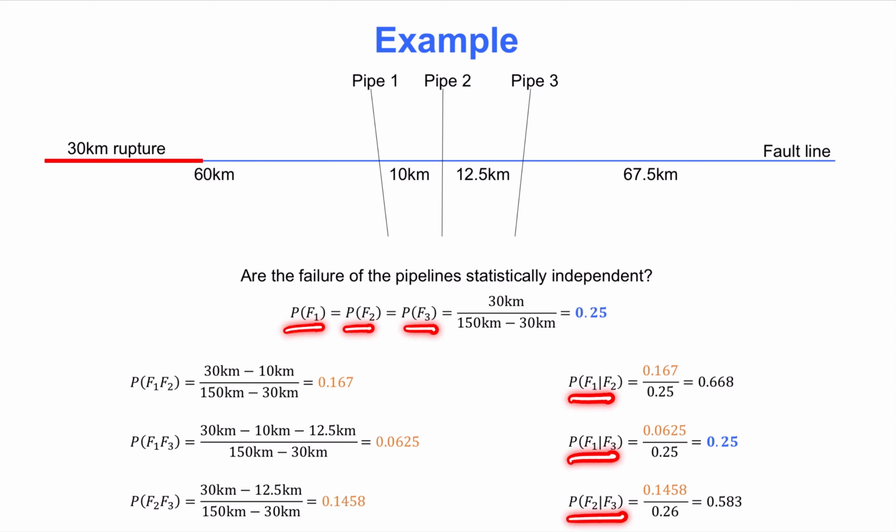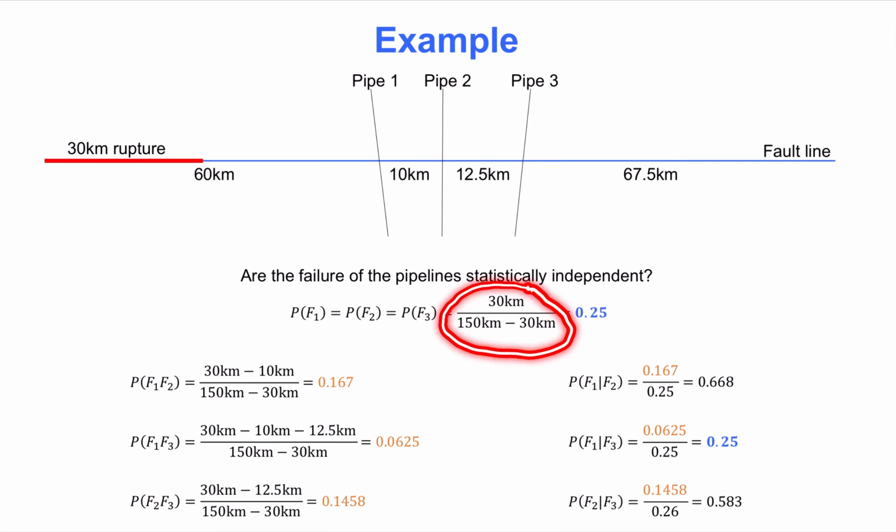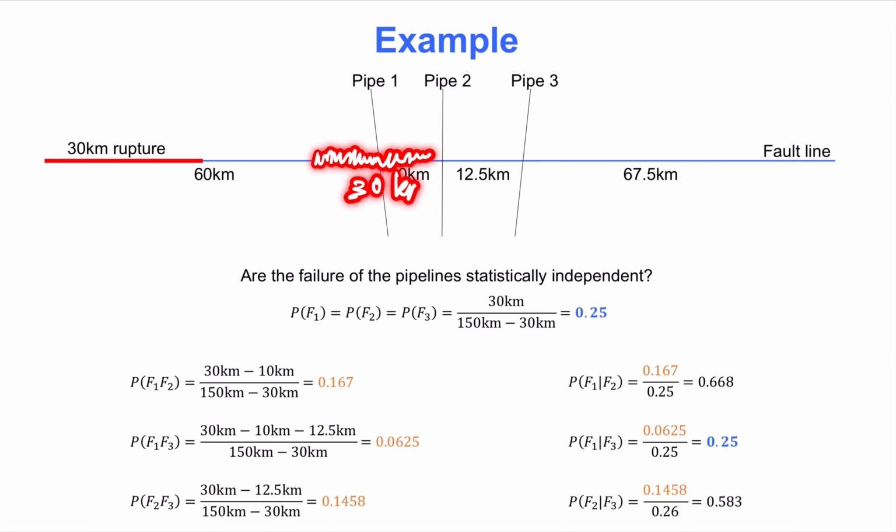This example allows us to determine probabilities by geometrical considerations. Consider this fraction. The numerator is the range of outcomes, namely the range of locations of the rupture, that will cross a given pipeline and therefore cause it to fail. The denominator is the length of the full outcome space. Notice that we must subtract 30 kilometers from the full 150 kilometers length of the fault line because no portion of the rupture can occur outside the fault line. The result is a 25% chance of failure of any given pipeline.